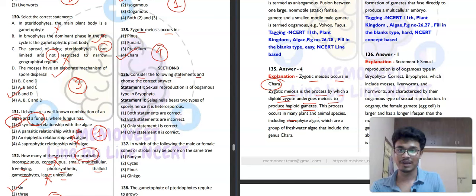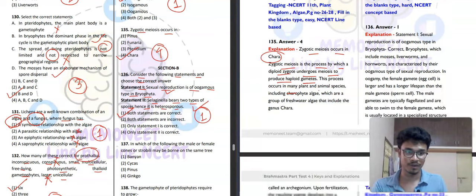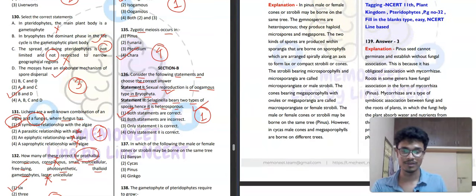Consider the following statements and choose the correct answer. Statement first, sexual reproduction is of oogamous type in Bryophyta. Statement second, Selaginella bears 2 types of spores, hence it is called heterosporous. So statement first is basically correct, that sexual reproduction is oogamous type in Bryophyta. And statement second, Selaginella bears two types of spores, that's why it's called heterosporous, is also correct. So both statements are correct. So the first option will be your correct answer for this question. Moving towards question 137.